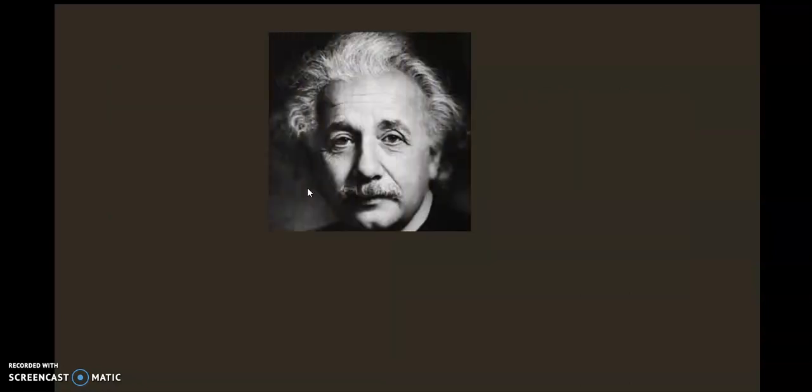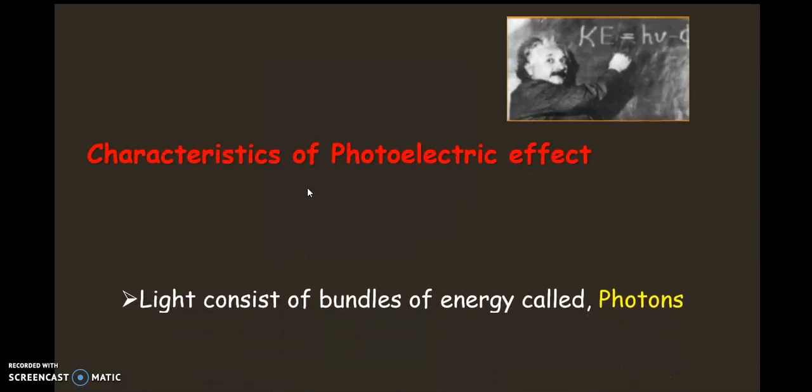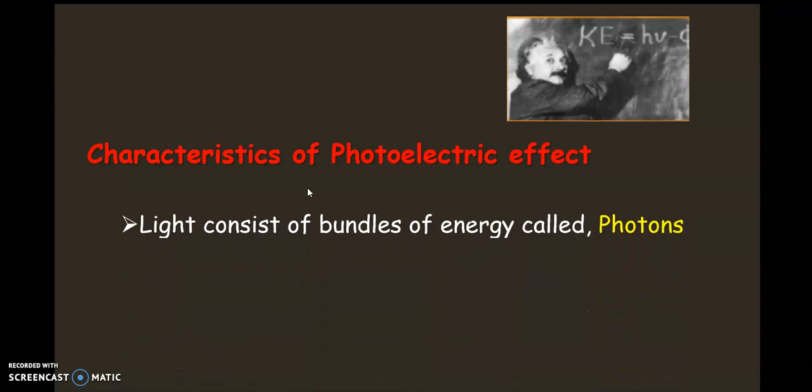In 1905, Albert Einstein explained photoelectric effect by applying the same Planck's quantum theory of radiation. According to this, light consists of bundles of energy called photons, energy of the photon being equal to h nu, where nu is the frequency of radiation.